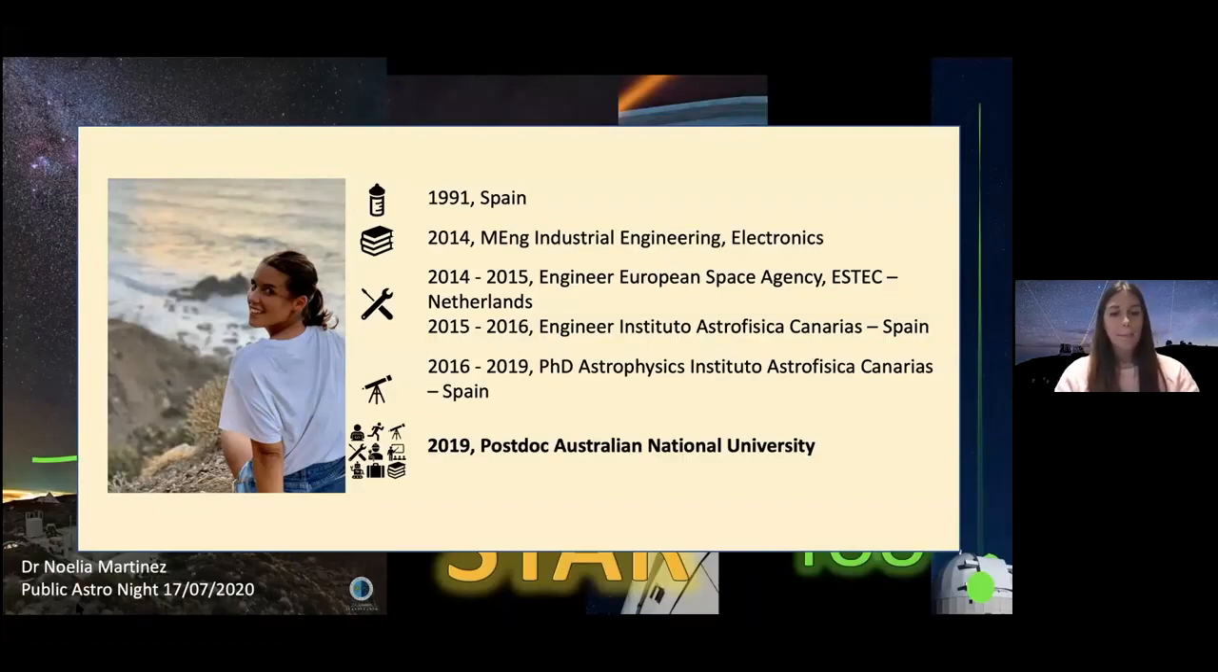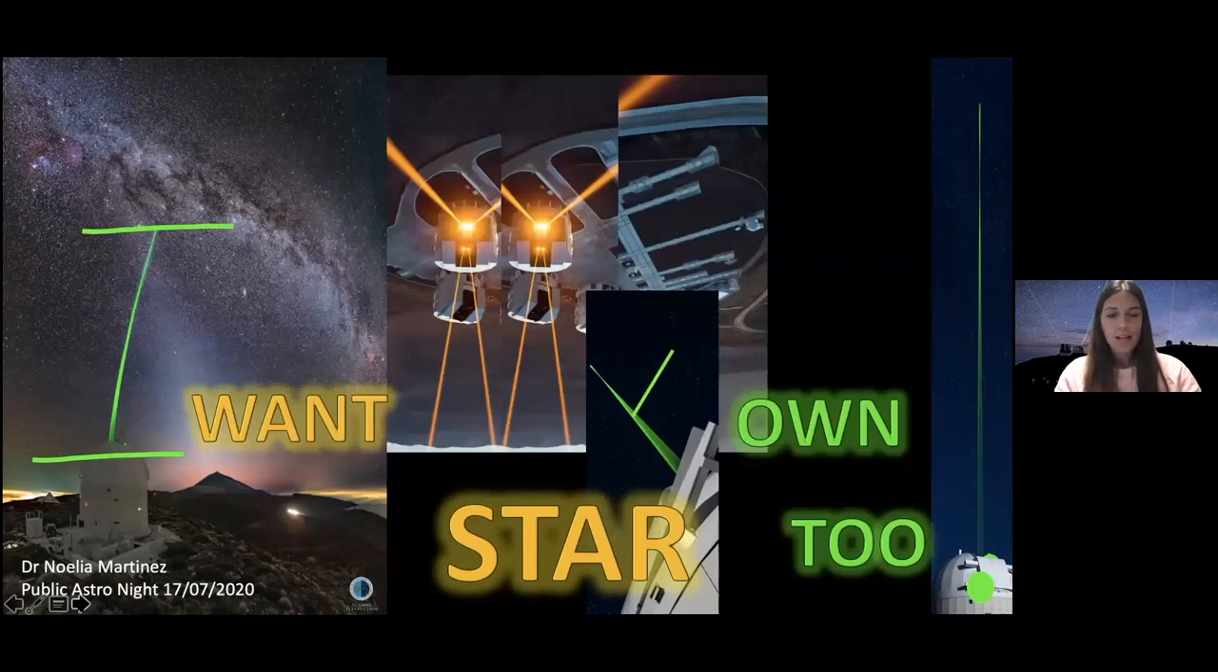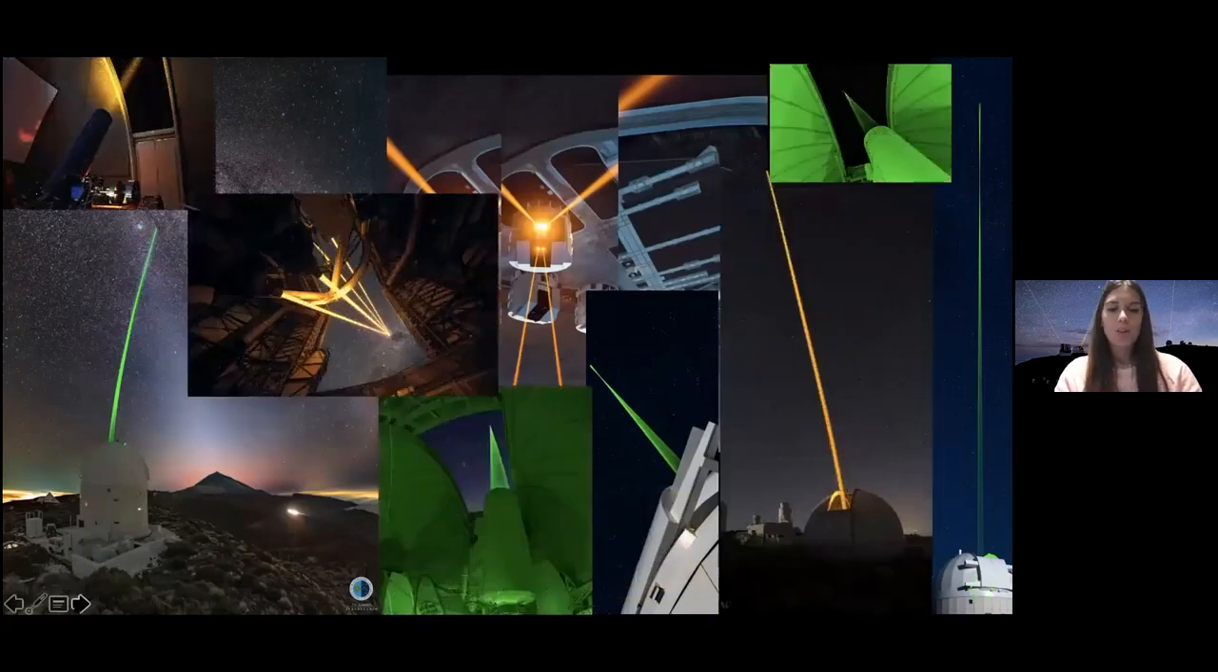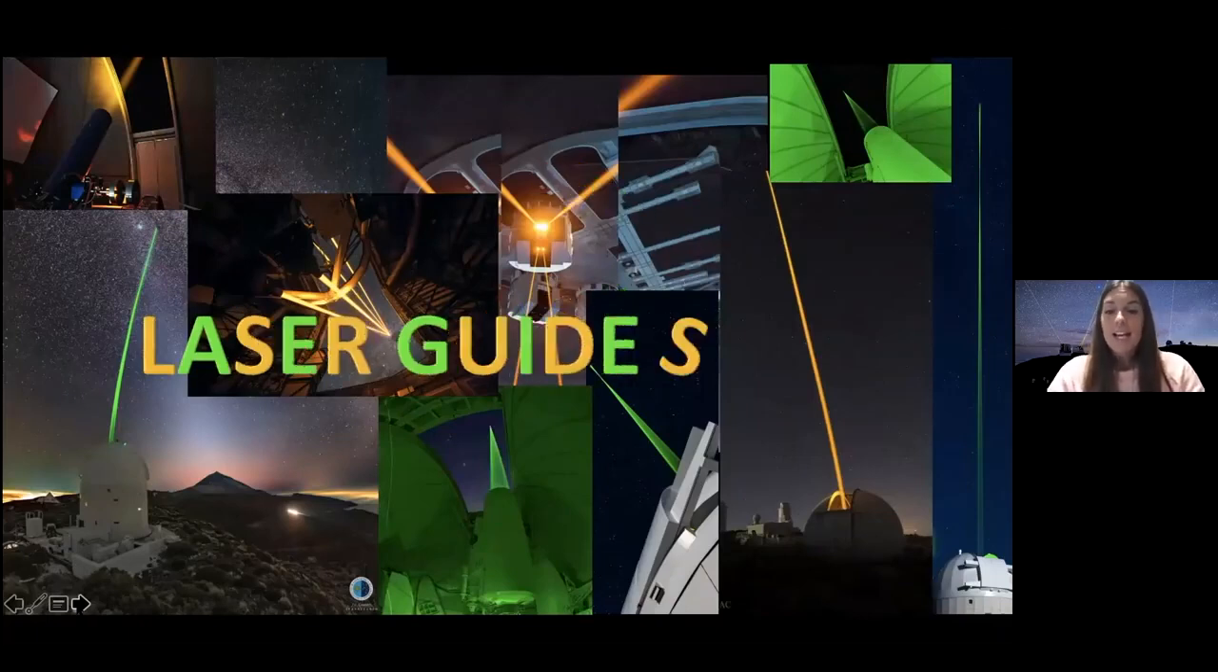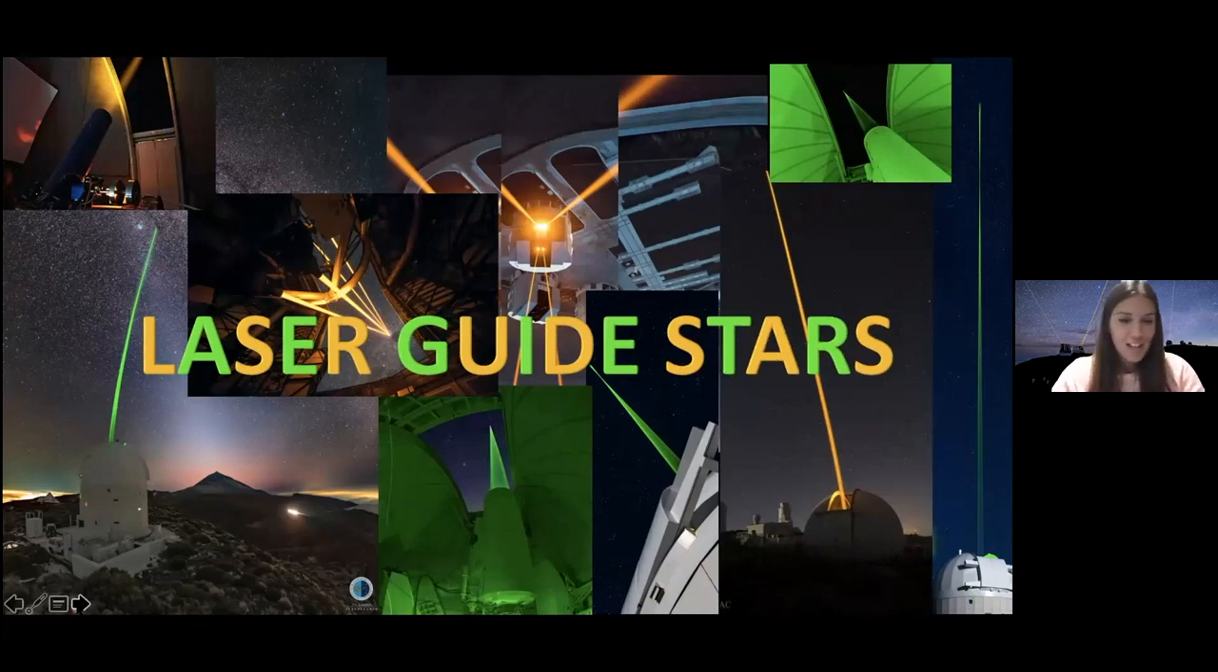Okay, so what do all these pictures have in common? Well, they show lasers that we're going to use to create our own stars. And this is what we call laser guide stars. Laser guide stars are artificial stars that we can generate wherever we want in the sky. So in order to understand what a laser guide star is and how this works, we are going to start our journey by the beginning.